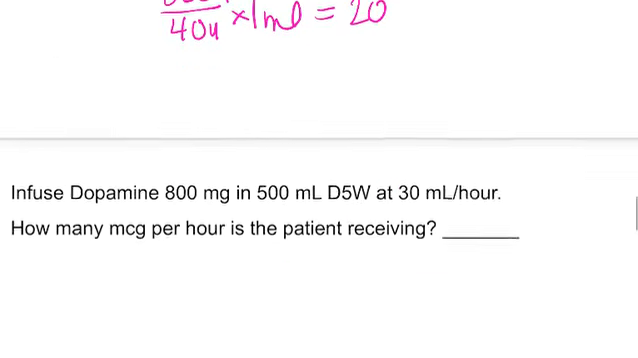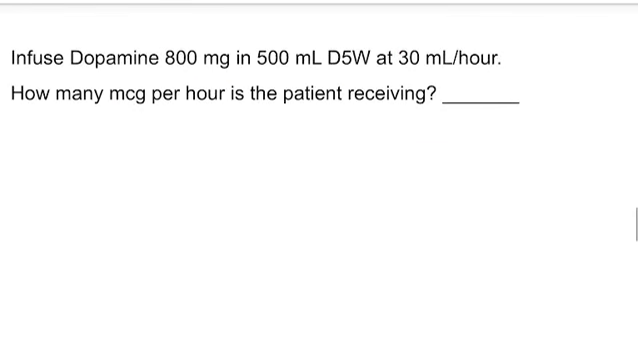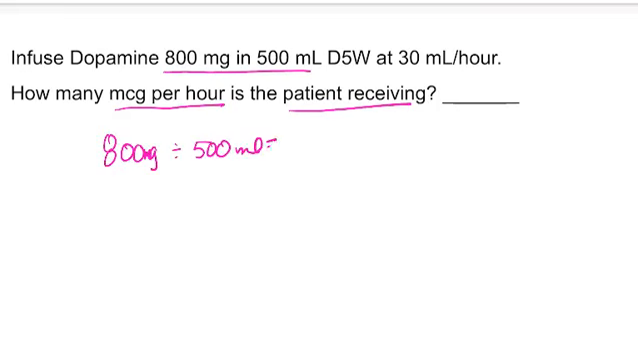Okay, next question. A little bit different here. How many micrograms per hour is the patient receiving? Okay, so now we're changing it up a little bit. I'm going to do the same thing. I'm going to look at this 800 milligrams and 500 milliliters. And if I do 800 milligrams and divide that by 500 milliliters, I'm going to get 1.6 milligrams in 1 milliliter. Okay, but now I see micrograms is where I'm going.